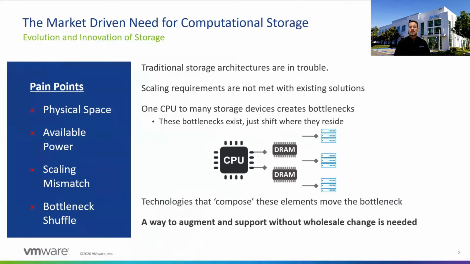And then, of course, the bottleneck shuffle. If it's not the storage device, it's the memory. If it's not the memory, it's the CPU. If it's not the CPU, it's the PCIe Gen 3 versus Gen 4 versus whatever bus that may exist. It's the fabric. There's latency somewhere in the Ethernet of the world.